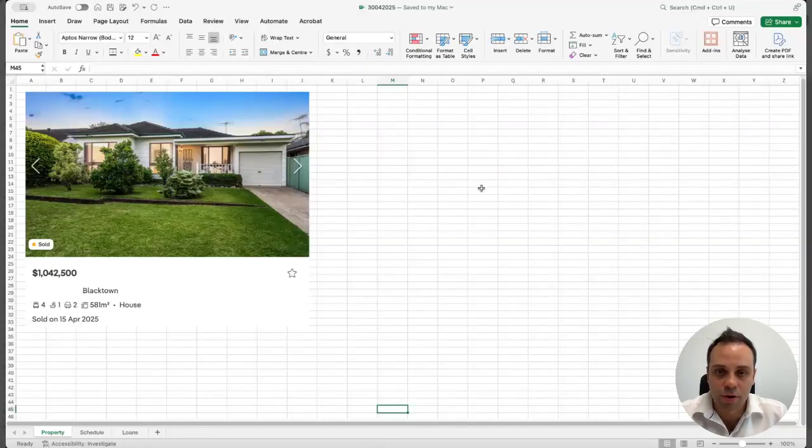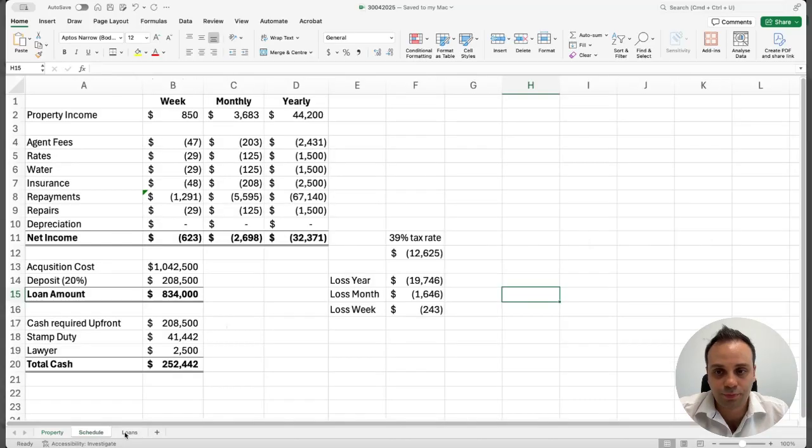So today I'm going to run through a property and how the expenses will be allocated in terms of a tax return and what loss you would get back from a real life example. So I've just jumped onto realestate.com. I found a property that I just sold in Blacktown, which is in the western suburbs. The price tag was $1,042,500.